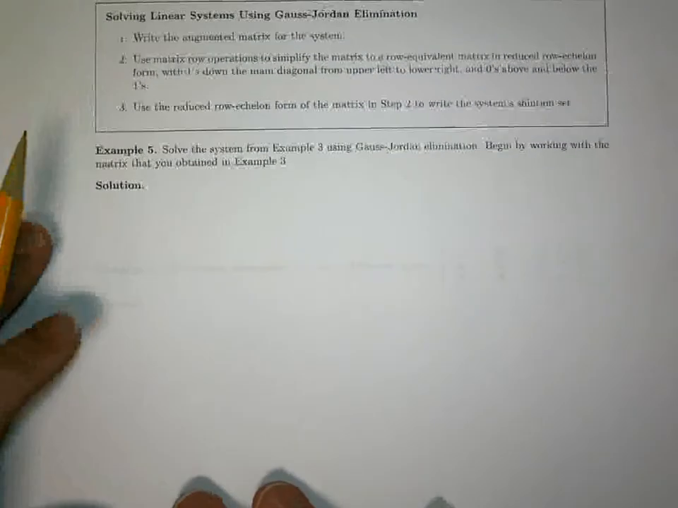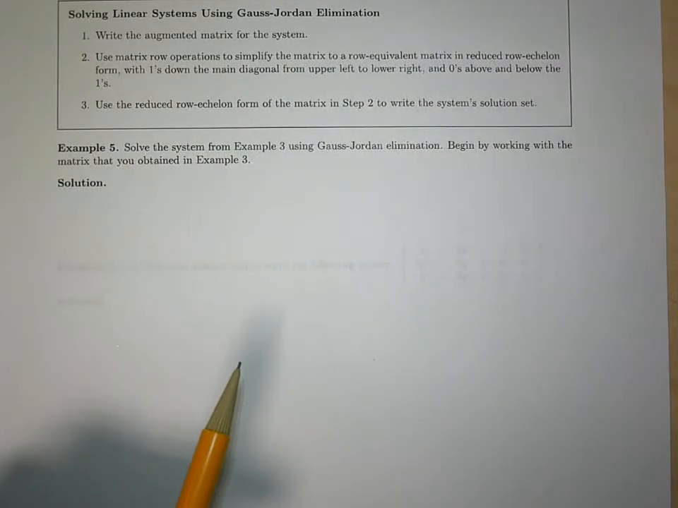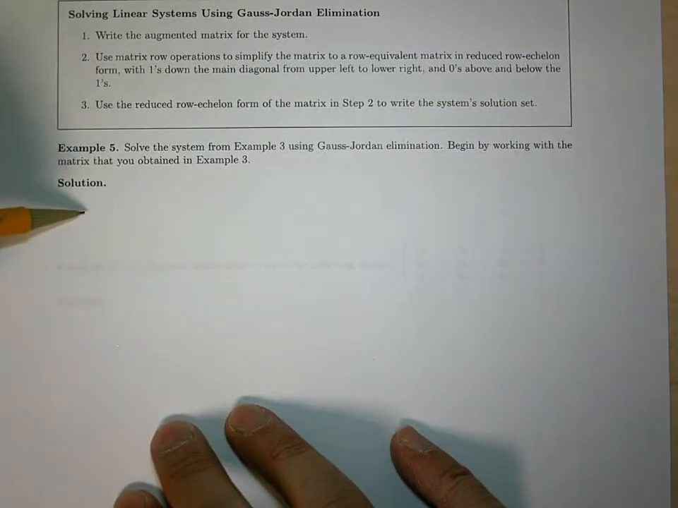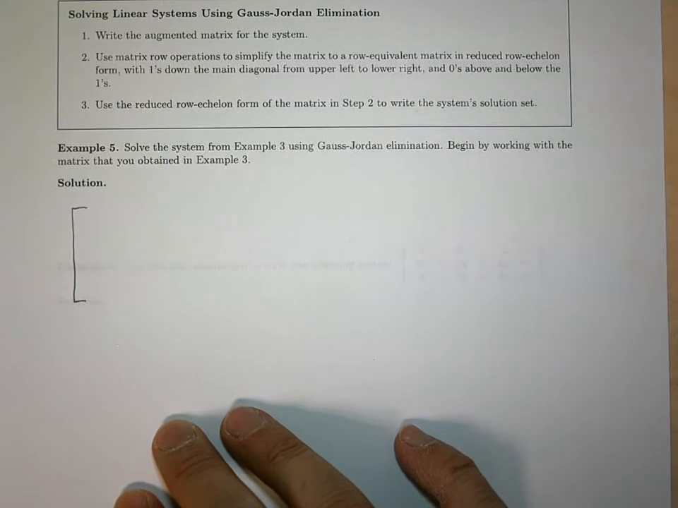So in example 5, we're going to solve the system from example 3 using Gauss-Jordan elimination. We're going to begin by working with the matrix we obtained in example 3. So I'm just going to remind us what we had at the end of example 3. And you can refer back to page 3 if you like.